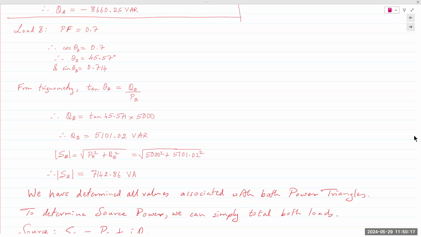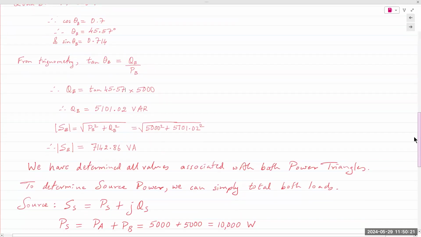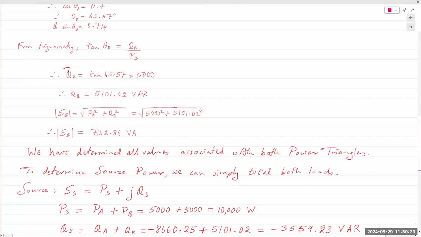So we have P, we have theta. I use tan theta, Q over P, find Q. And once I have Q, I can find magnitude of S, hypotenuse of a right angle triangle, square root of P squared plus Q squared. Let's take 10 seconds. Digest all of that. Let me know if you have any questions.